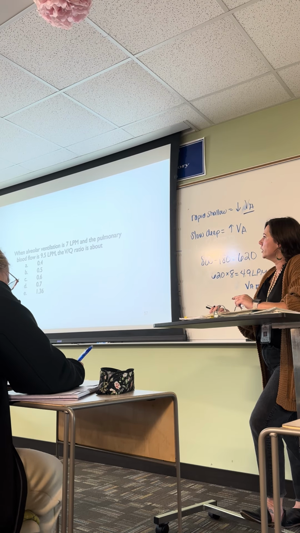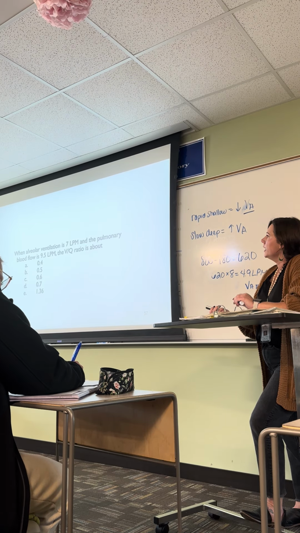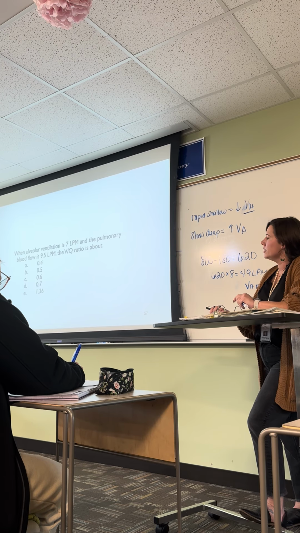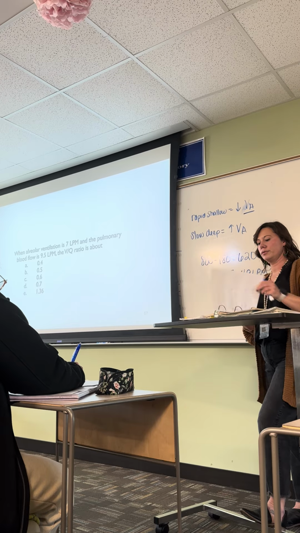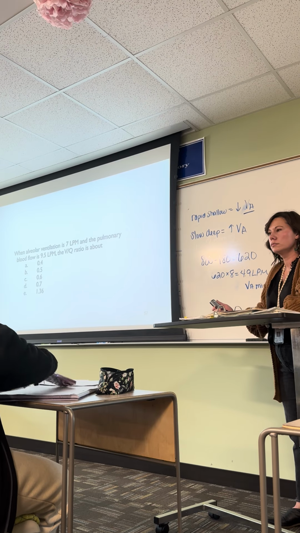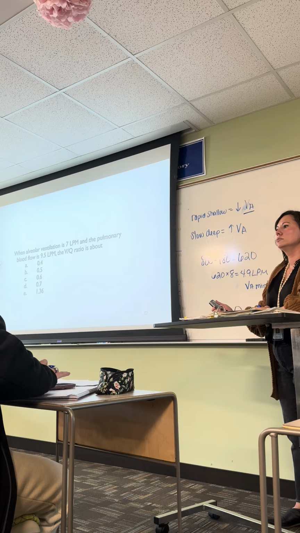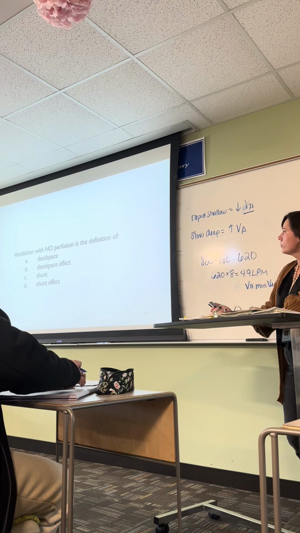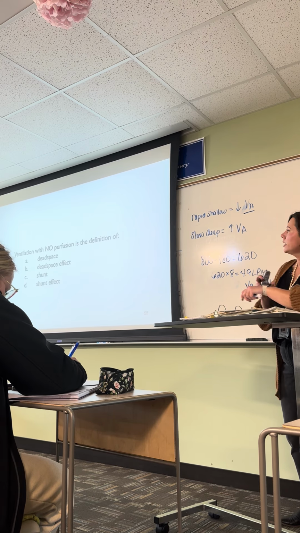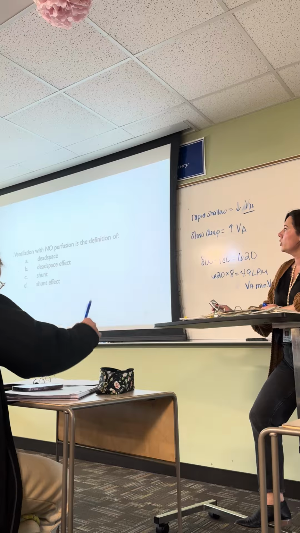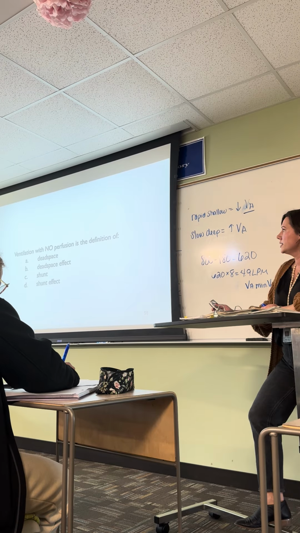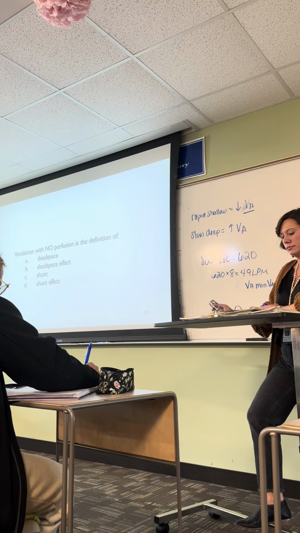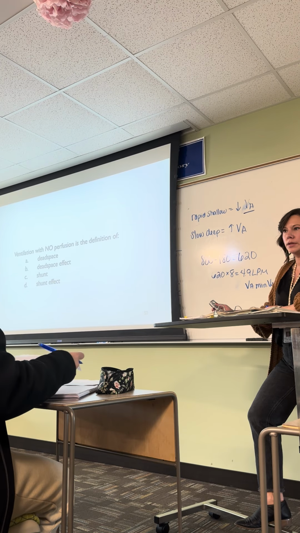Okay, when alveolar ventilation is 7 liters per minute and the pulmonary blood flow is 9.5, the VQ ratio is about what? Take 7 divided by 9.5. What do you get? 0.736. So D, 0.7. I think we're running out of time. Last one, ventilation with no perfusion is the definition of dead space, and that'd be true dead space.